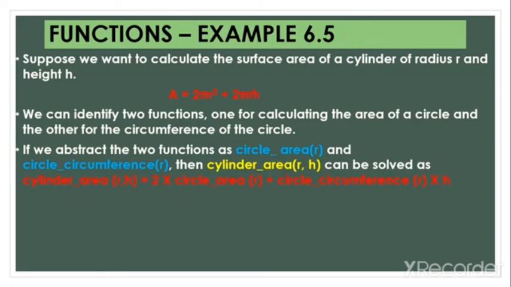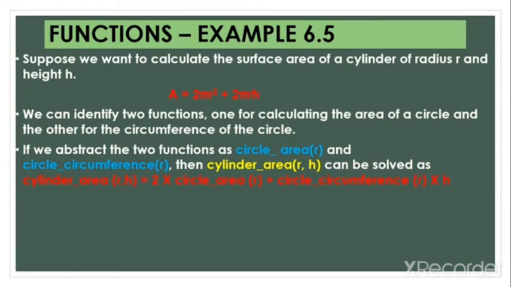So one good example for the function here. We want to calculate the surface area of a cylinder of radius r and height h. To do this we can combine two equations, that is, we can use the area of a circle and the circumference of the circle. We have already created a function for the area of the circle and one for the circumference of the circle. If we add these two already created functions, we will get the area of a cylinder here.